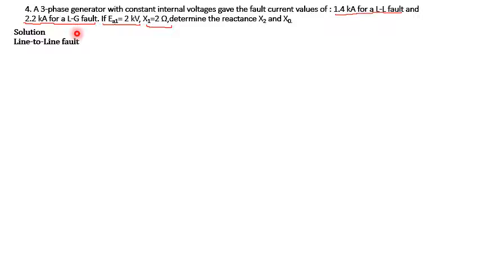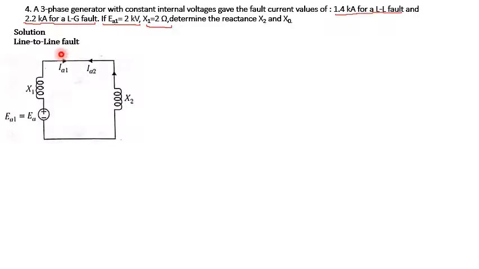In other words, if there are three unknown parameters in the single line to ground fault and you try to solve it at the beginning, you cannot get the answer. Hence, the parameters for which we know less, those parameters we need to calculate first, then move further. That's why we are considering this line to line fault. We know that the interconnected sequence network diagram for line to line fault is connected in parallel.